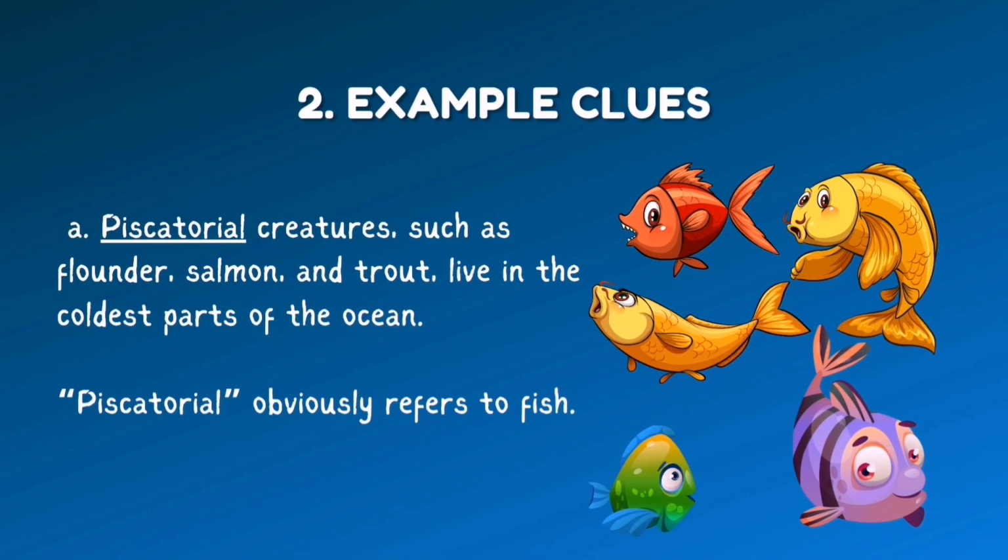For example, piscatorial creatures such as flounder, salmon, and trout live in the coldest parts of the ocean. In this case, piscatorial obviously refers to fish.